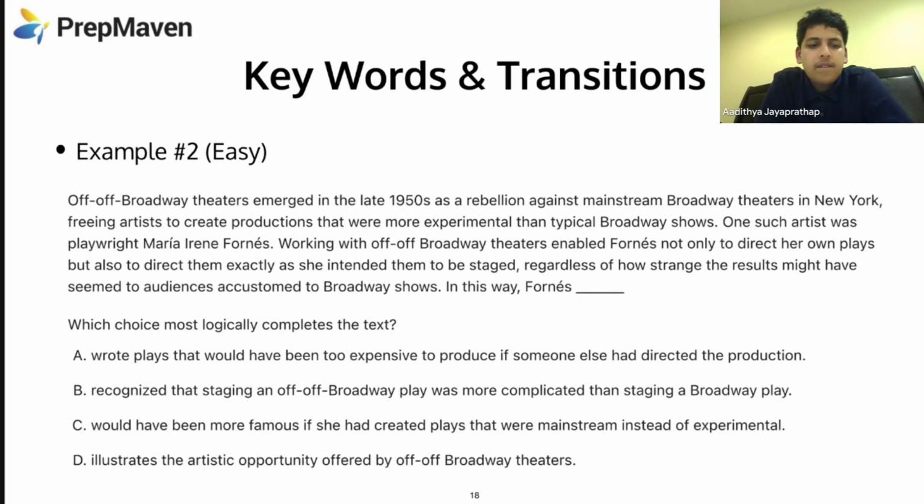Because it says she wants to direct them exactly as she intended them, right? Yeah, regardless of how strange the results might be. So she might be making super weird theater with puppets and crazy stuff, and the Broadway audiences don't want that, so she went to these small theaters instead. Cool. And then we look at our options, and we can go a little faster because I know our time's up here.